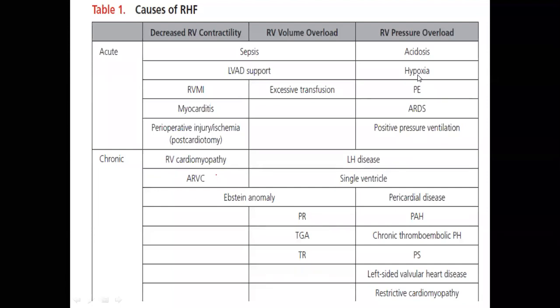So these are causes of acute pressure overload, but there are also causes which result in decreased systolic function, like right ventricular myocardial infarction, myocarditis, and some injuries because of cardiac surgery, which are also responsible for acute RV failure. When you see volume overload during acute conditions, excessive transfusion, left ventricular assist device, and sepsis can result in decreased contractility in the volume overload.